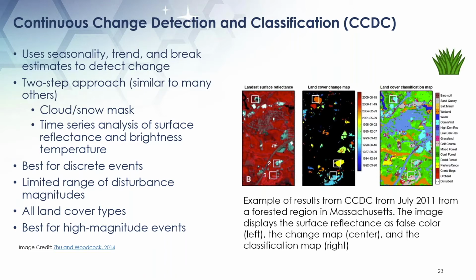And this is used in the National Land Cover Database that we showed when we were talking about land cover classification last week. So this is also really useful for identifying discrete events like fires with high magnitude.